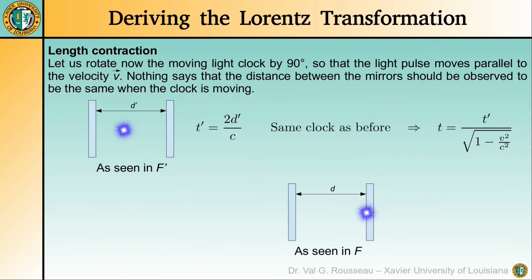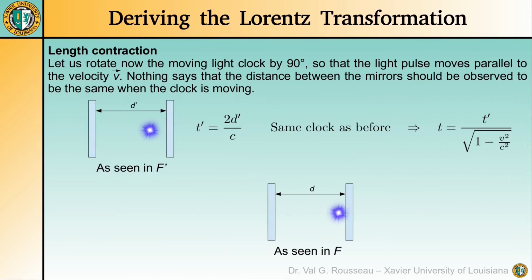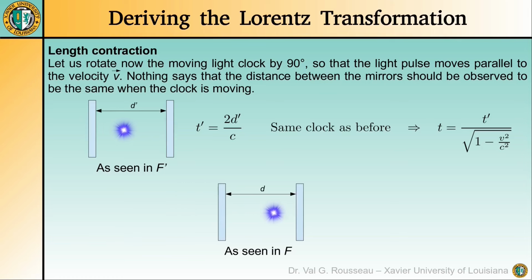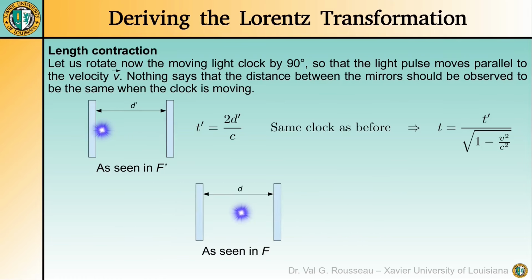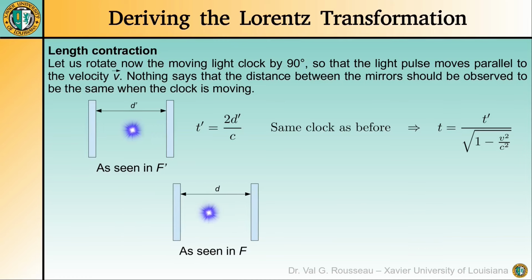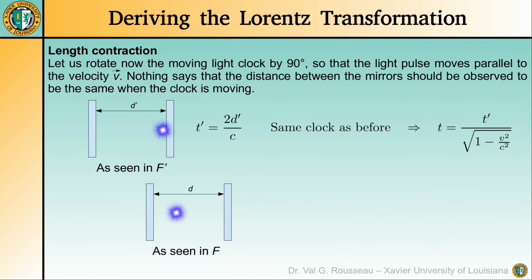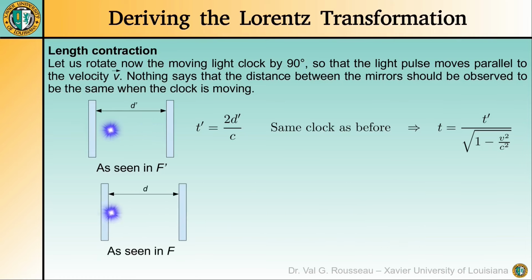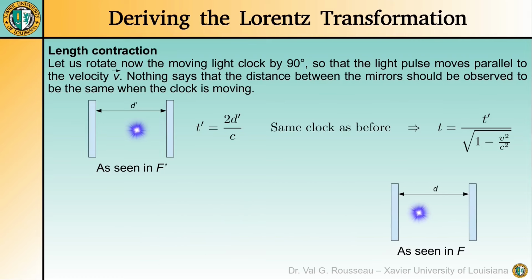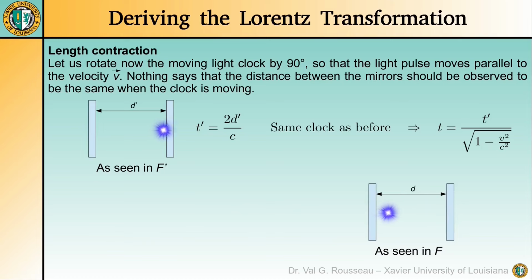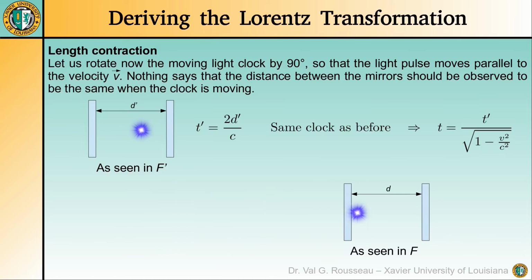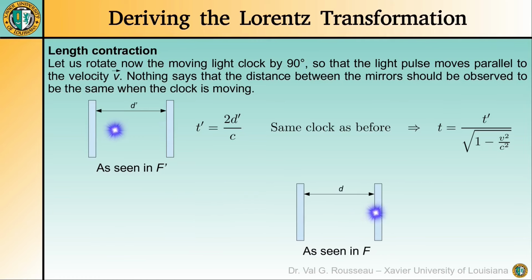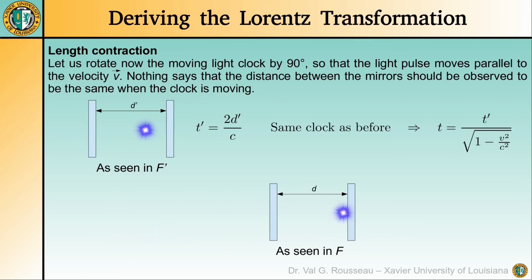We rotate now the clock by 90 degrees so that the light pulse now propagates in the direction parallel to the velocity v. The first thing to notice is that the moving clock is still at rest in its own reference frame f prime, and its ticking time t prime is unchanged. It is still a proper time, therefore the time dilation formula still applies, and the observed ticking time t in f is unchanged. However, the observed distance d between the mirrors is no longer perpendicular to the velocity, so there is nothing that says that it should be equal to d prime.